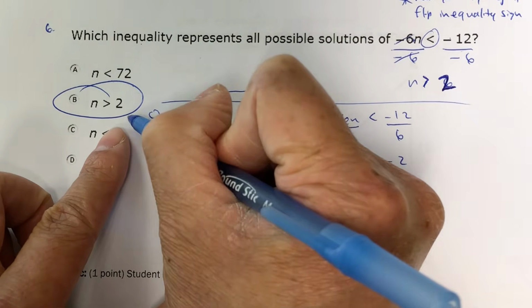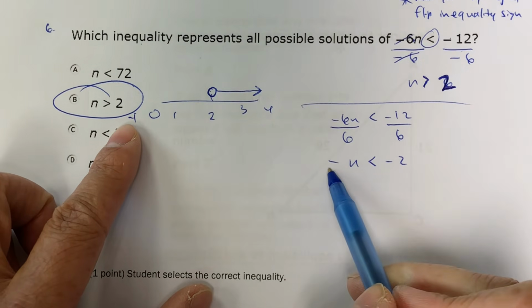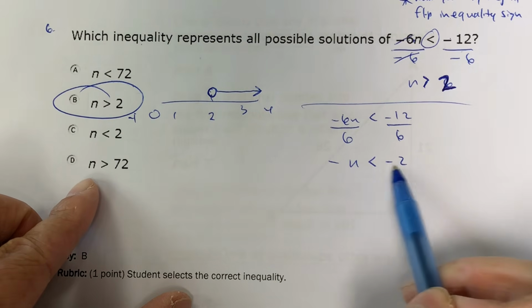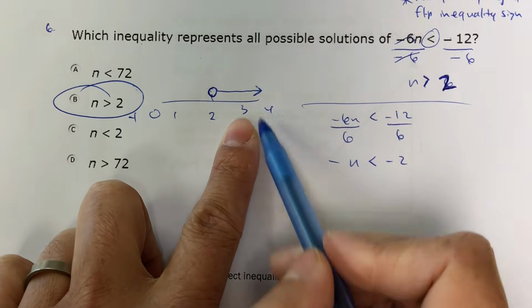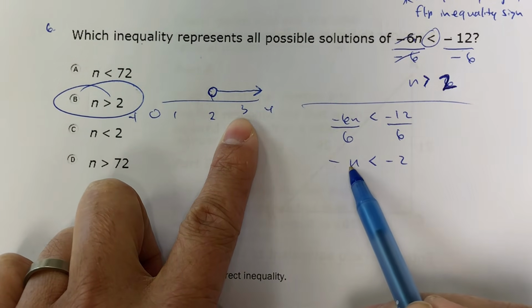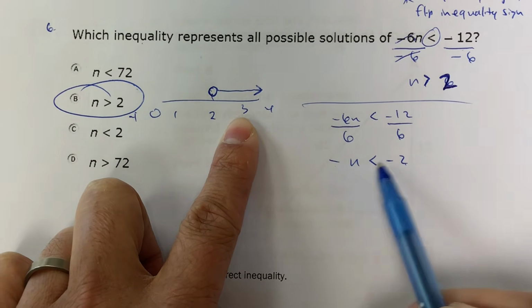So let's just say I pick -1. The opposite of -1 is +1. Is 1 smaller than -2? That would be false. So -1 is not a solution. We already know that 3 is a solution. If you pick 3 here, the opposite of 3 is -3. Is -3 smaller than -2? That's true.